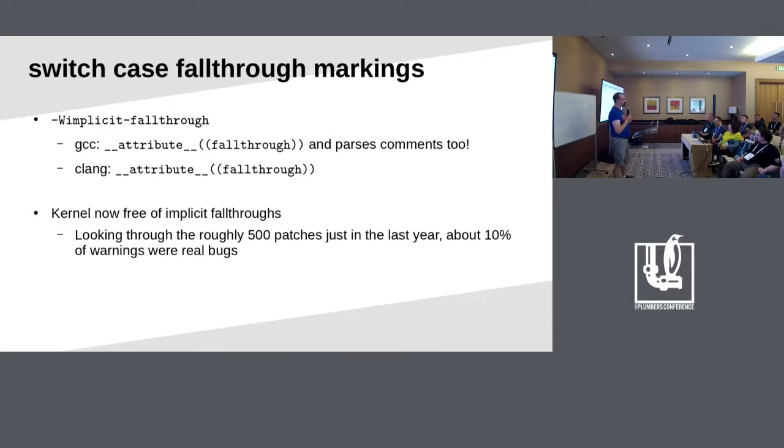Yeah, so GCC's parsing of that was to have parity with the IDEs and all sorts of other things prior to this being standardized. And Clang has said quite loudly that they will not be parsing comments. And the kernel is free of implicit fall throughs at this point, mostly thanks to Gustavo's work.